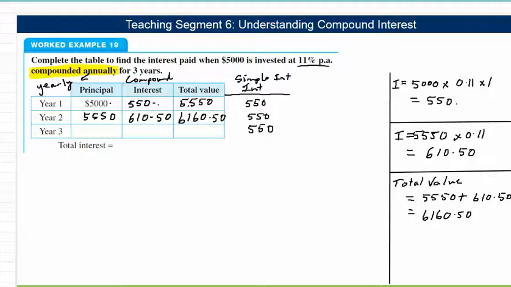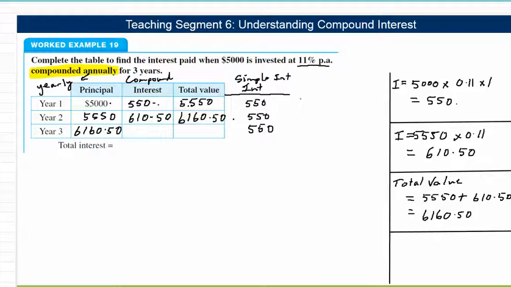So what I'm going to do is go up here to my next step, we repeat the same process. Our new balance is 6,160.50. We've earned interest for 1 year. Then the second year, we've earned some interest on the original amount plus interest on the interest.